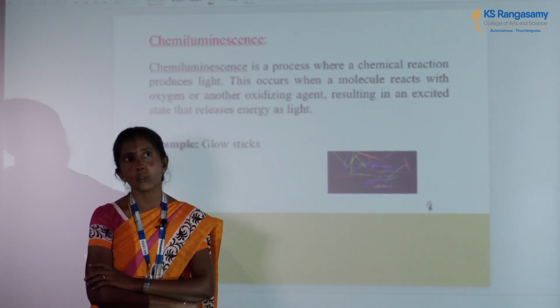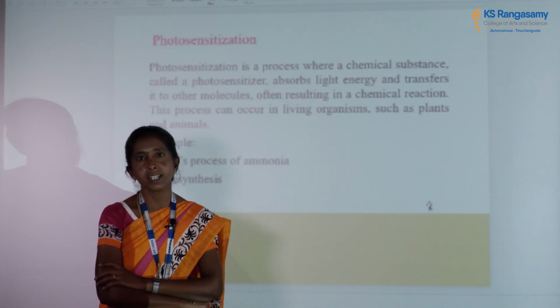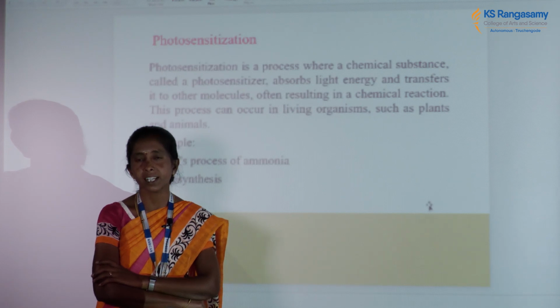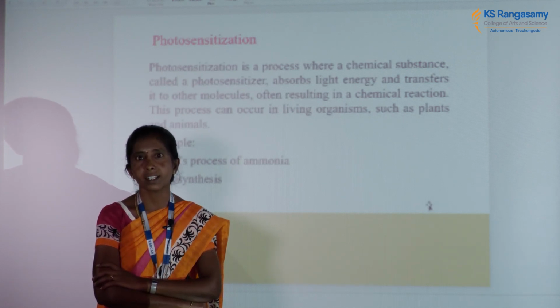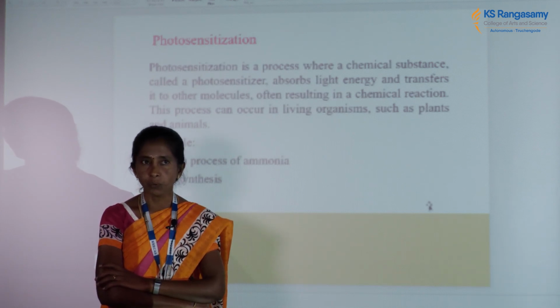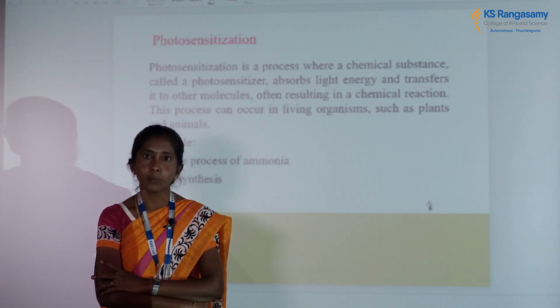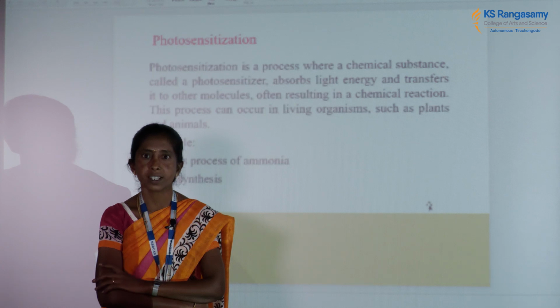And the last topic is photosensitization. What is meant by photosensitization: a substance which induces a photochemical reaction acts as a sensitizer. This process is called photosensitization. The best example for this photosensitization reaction is the photosynthesis process. Here the chlorophyll acts as a photosensitizer. An ordinary plant molecule absorbs carbon dioxide and water molecules in the presence of sunlight. In the presence of sunlight and chlorophyll, it will produce carbohydrate and oxygen molecules. Here chlorophyll acts as a photosensitizer. This process is called photosensitization.